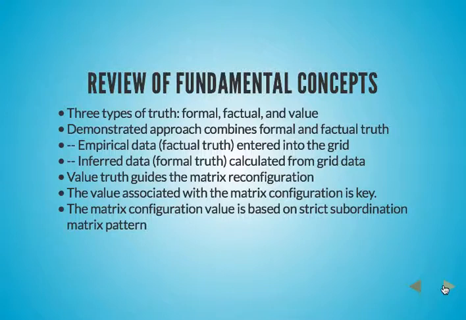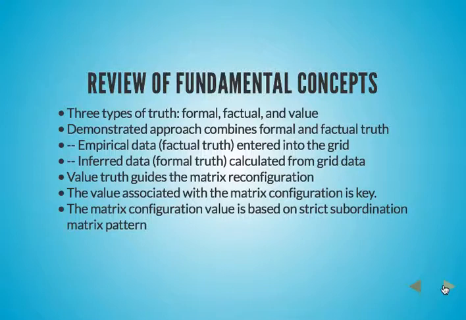The fundamental concepts here are basically about truth, and there are three types of truth: formal truth, factual truth, and value truth. This demonstrated approach with the visual JavaScript web app combines the formal and factual truth into one matrix grid. Empirical data, which is the factual truth, is entered into the grid. We go collect data, collect information, and enter that information into the grid. Then inferred information, or formal truth, is calculated from the grid data.